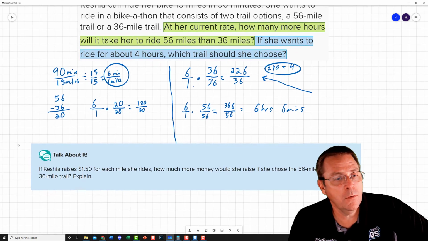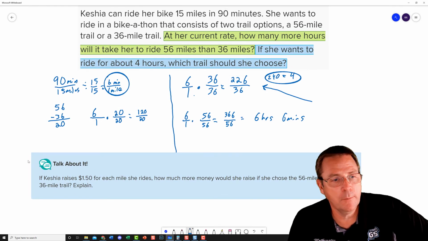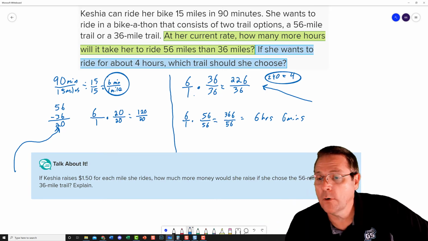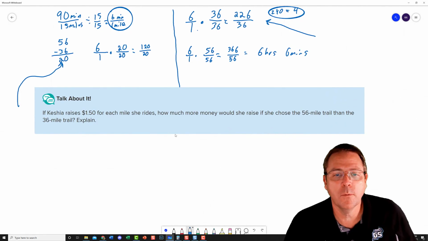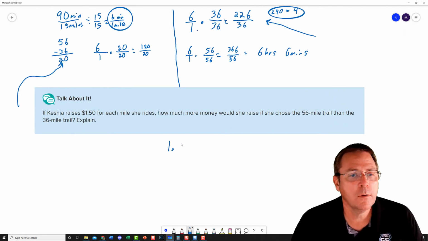But if you take a look, let's get my pen back over here. If you take a look right back over here, we already have a difference between them. There's 20 miles difference, so all we have to do is multiply. Let's go ahead and get ourselves a little working room here. $1.50 times the 20 mile difference.